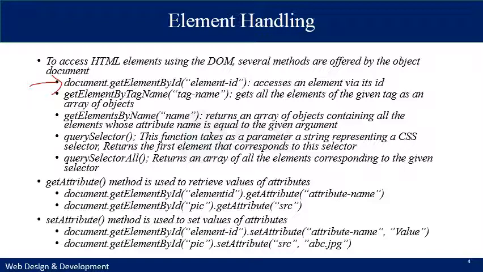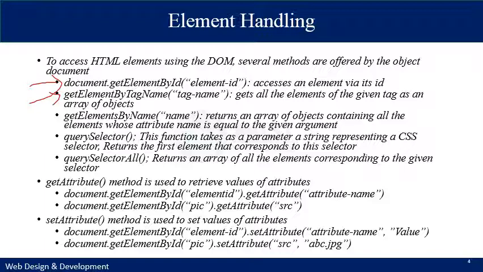If you want to access a number of elements by tag name, you can do so using getElementsByTagName and then specify a tag name. For example, if you want to access all the hyperlinks, you can specify getElementsByTagName with the tag A, and it will get all the elements of the given tag as an array of objects.